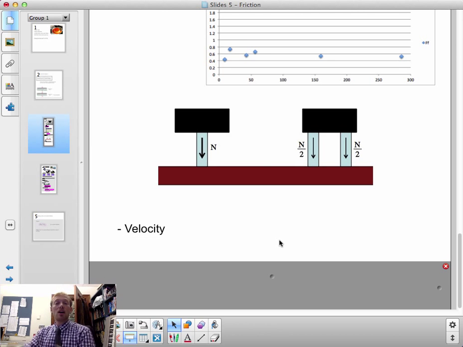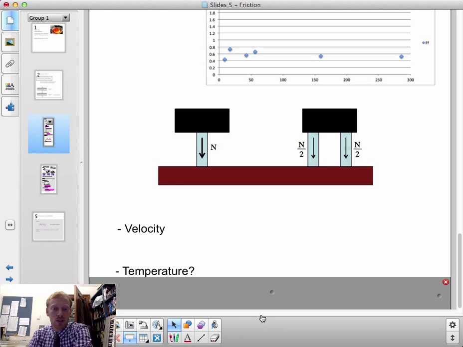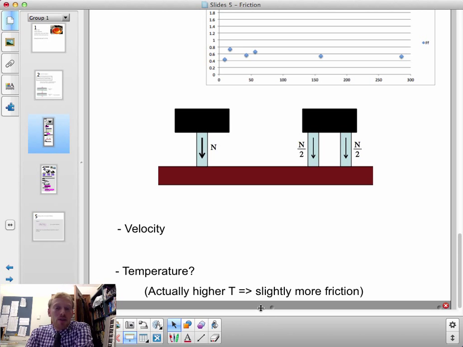It doesn't depend on velocity. Whether two objects are sliding across each other very rapidly or very slowly, they still have the same coefficient of friction, and they have the same friction force for the same amount of normal force. There is a slight dependency of coefficient of friction on temperature, but usually that's not going to come into play during our problems.